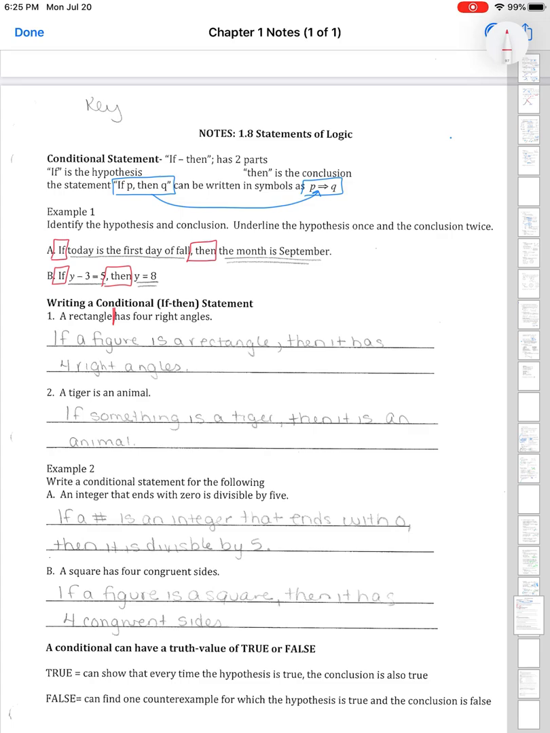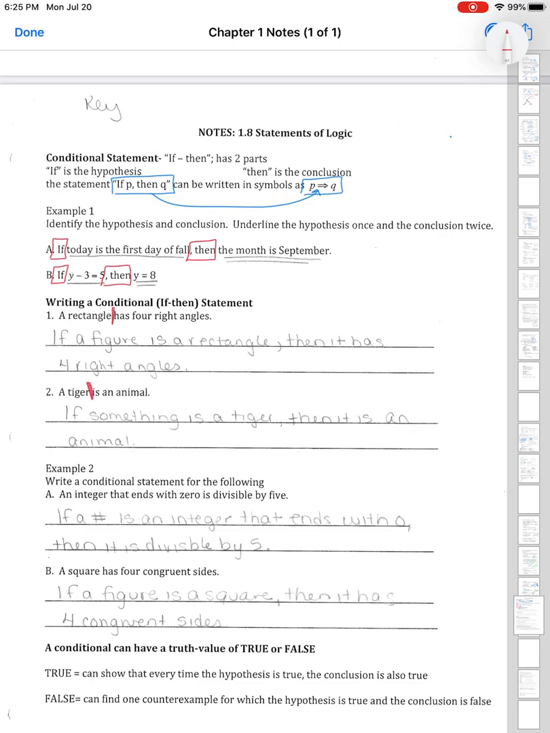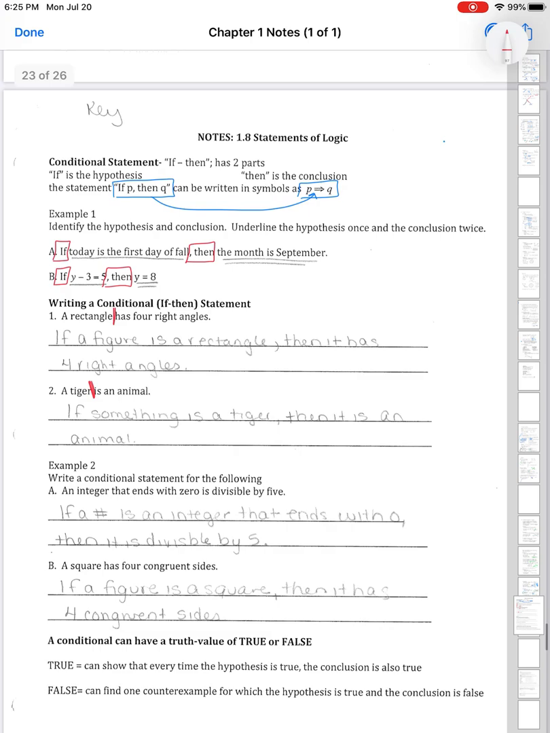Lots of possibilities here, but obviously don't write like if an animal is a rectangle. It's got to make sense. But figure, shape, object, whatever you want to use in a general sense for that. Now for number 2, we have tiger. If a tiger is an animal, so let's split it after tiger. Well, if something is a tiger, if an animal is a tiger, if a mammal is a tiger, if it is a tiger, comma, then it is an animal. Always make sure I should be able to find the if, the comma, and the then in all of your if-then statements when you write them.